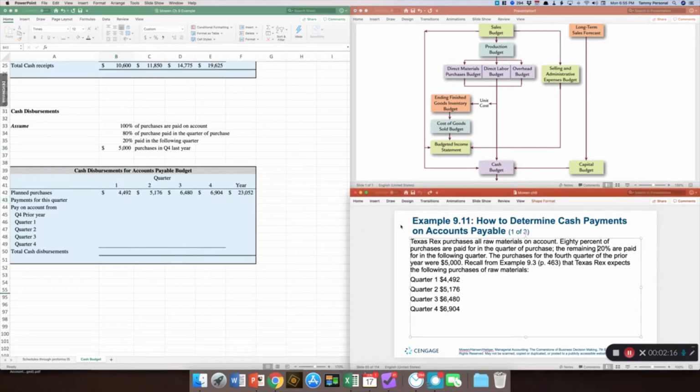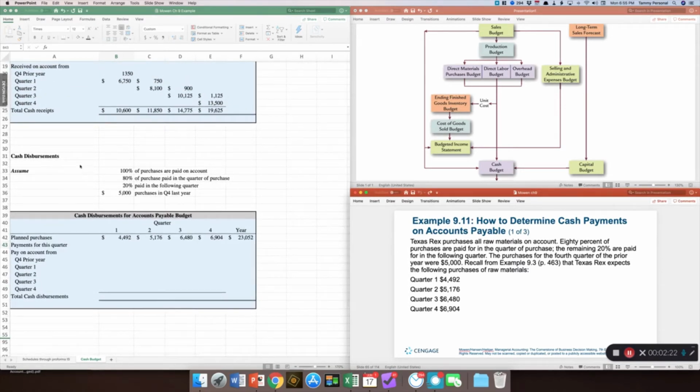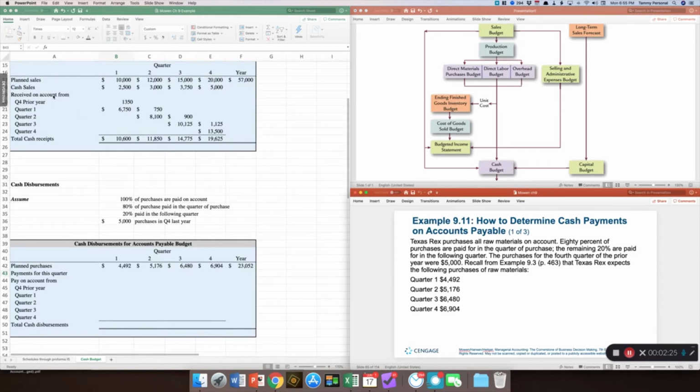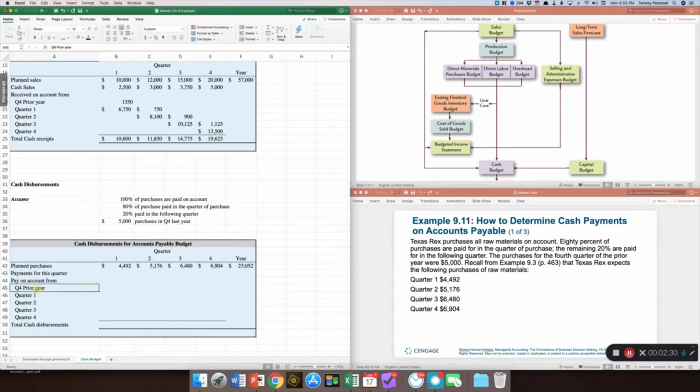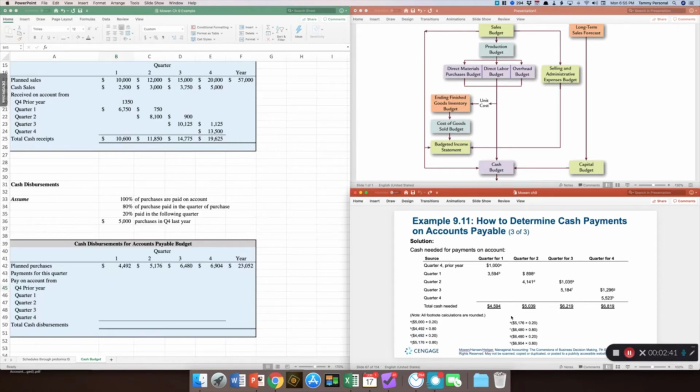Okay, so this is laid out very similarly to our prior schedule. Instead of received on account, we've got paid on account from, and then the quarters we are referencing. So let's take a peek at how this is done. We have our planned purchases, and we are paying, everything is on account. So this is payments for this quarter.